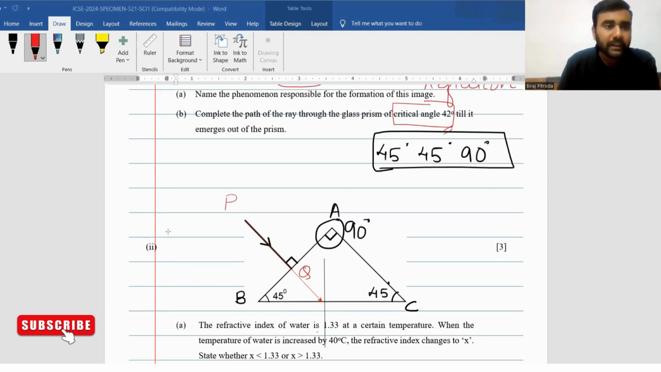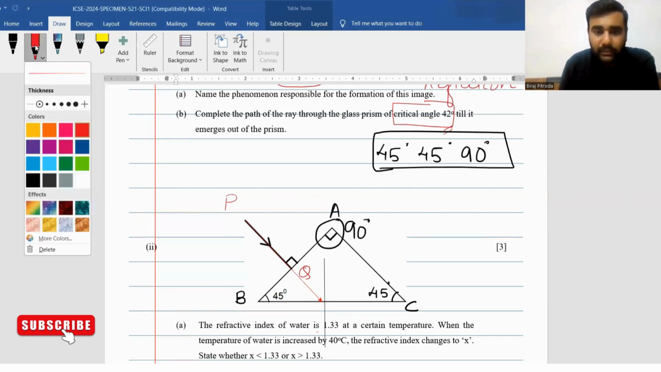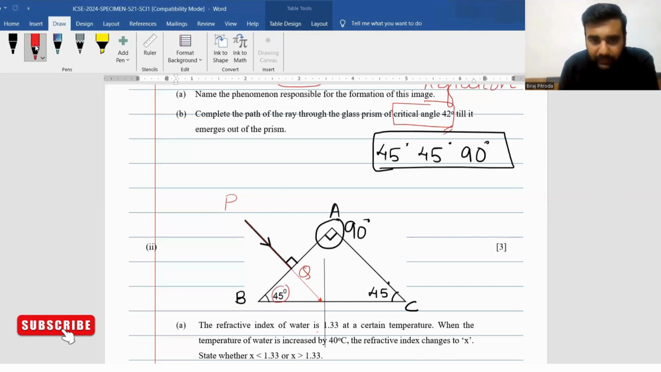Now, let's try to find out what the possible answer could be. Now, students, this is very interesting. If you see here very carefully, this is 45. This angle here is 90. So this angle will also become 45. From 90, if this is 45, definitely this angle should also become 45.